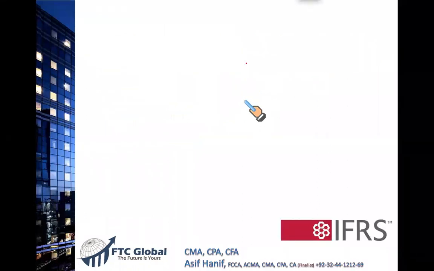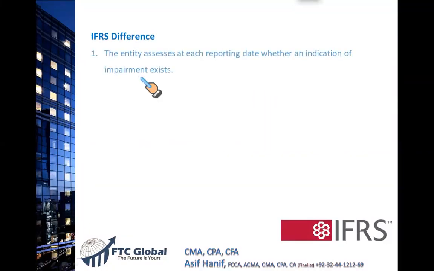Okay, now moving on to see how we do the impairment under IFRS. IFRS has quite a distinctly different approach. First of all, IFRS says that an entity must assess impairment at each reporting date. This is in quite contrast to what we've just done under US GAAP. So at each reporting date, whether an indication of impairment exists or not.